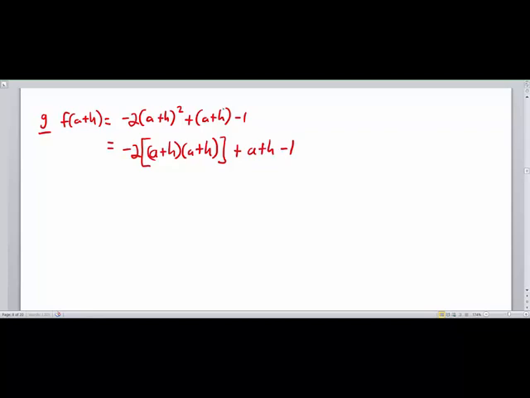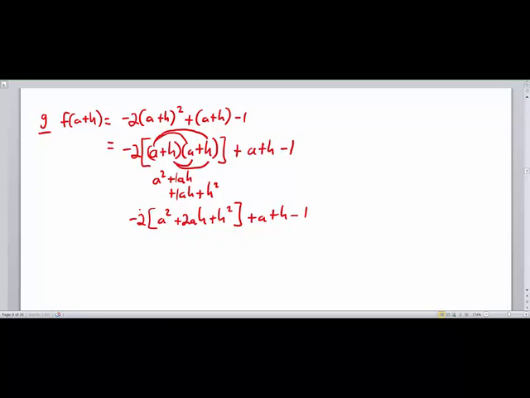So I did go a little out of order with my order of operations, but I didn't really have anything to do here. But I will FOIL this. So this makes a times a, which is a squared. The F, the O, this is ah. The I, which is another ah, and I stack them up so we can combine like terms. And this is plus h squared. So this means I have negative 2 times a squared plus 2ah, because we have one in one of those, plus h squared, plus a plus h minus 1.